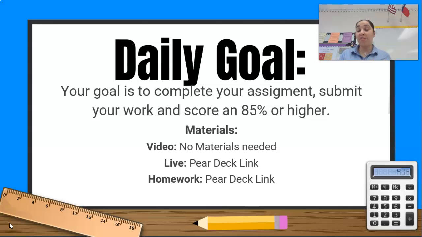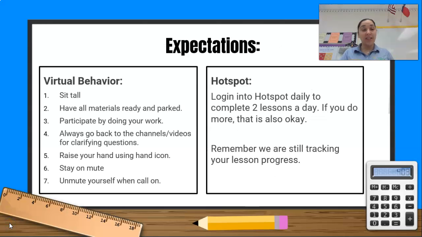Okay, let's remember our goal is to make sure you complete your assignment, and when you submit your work, you score an 85. You need no materials for today because you're only observing, and we're going to use a Peerdeck link in the live class as well as a Peerdeck link for the homework that will be provided for you. Your expectations, boys and girls: make sure you're sitting tall. You have all the materials ready, which today is only your computer. You actively participate by doing your work or listening to the teacher.